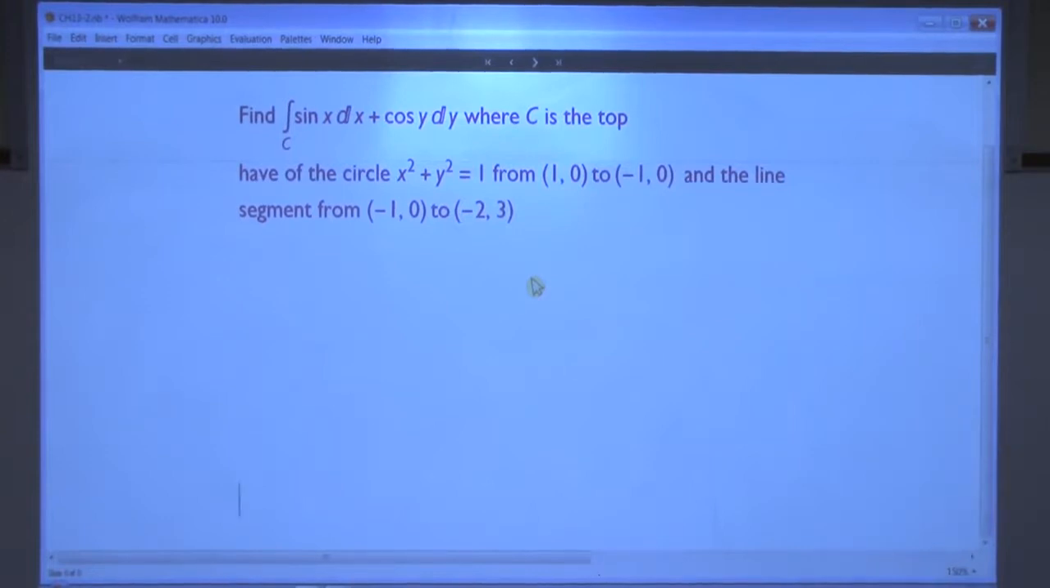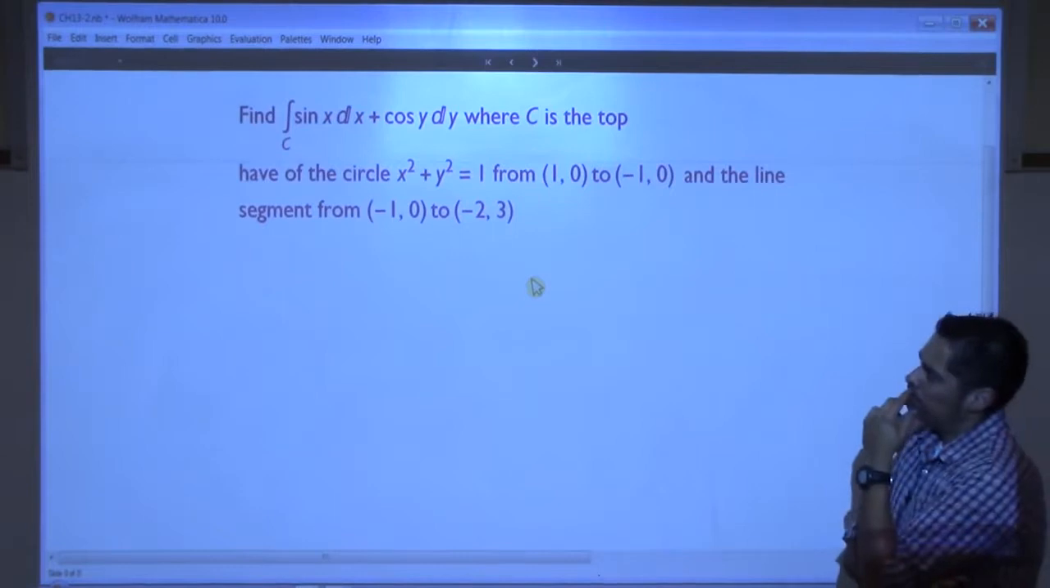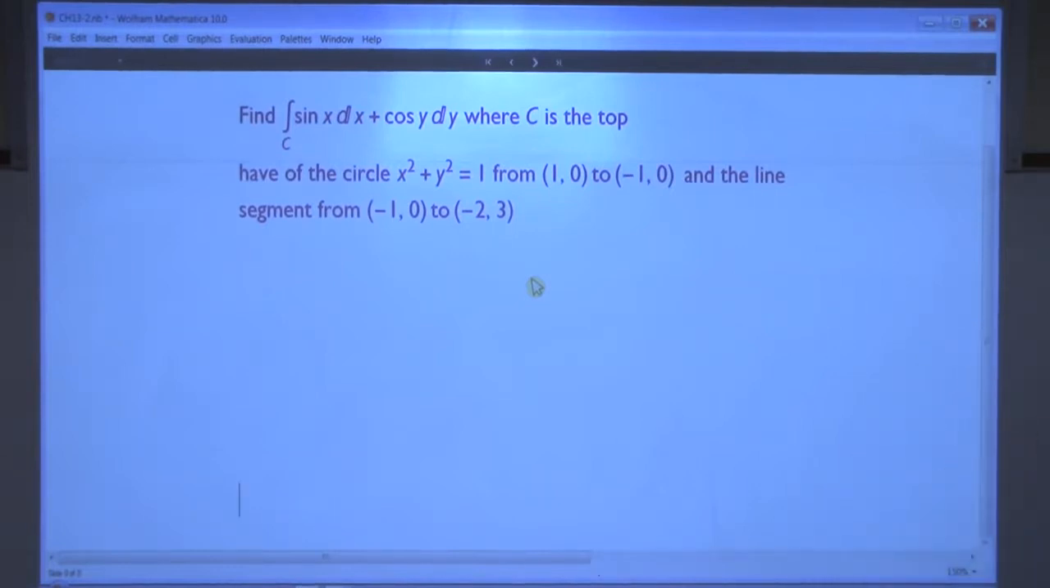I'm going to give you a few minutes here. Let's see if you can come up with parametrizations. I mean, this is not super new, but it is a little different. The first parameterization should be easy. The second one, I just want to make sure you understand how to do that.